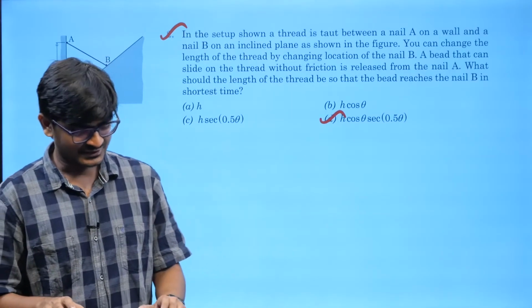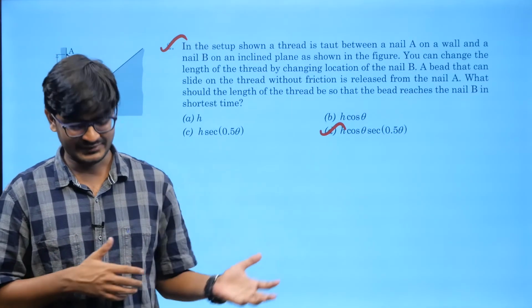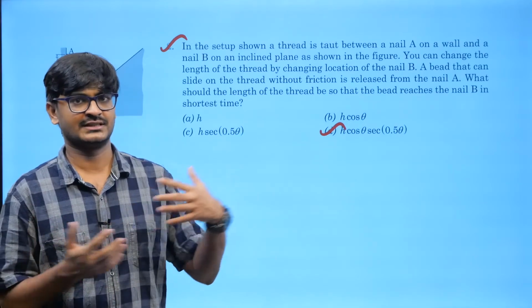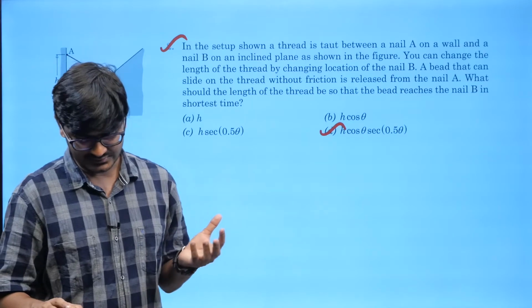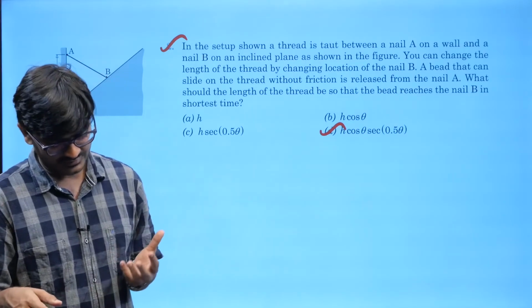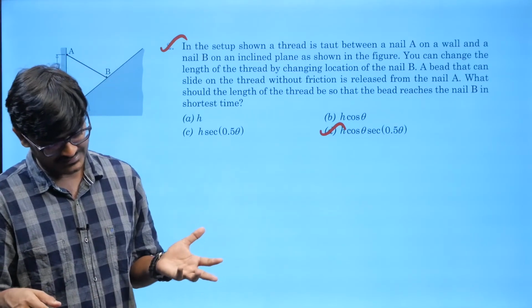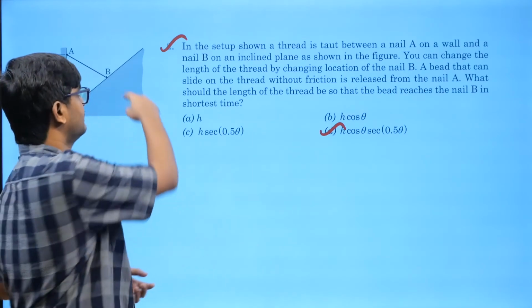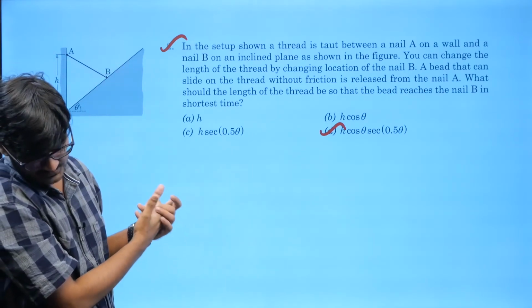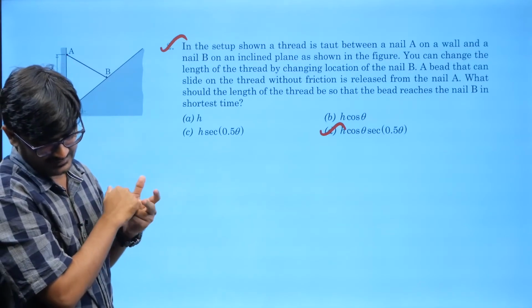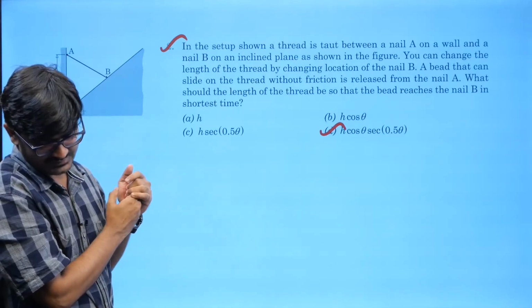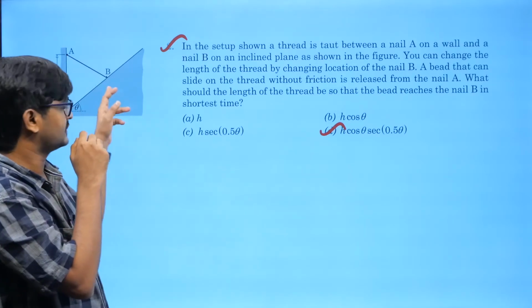Okay, you can try to solve this question. Again, there are many ways. I'll be doing it based on the previous question we have discussed. In the setup shown, a thread is taut between nail A on the wall and nail B on the inclined plane. You can change the length of the thread by changing the location of nail B. A bead that can slide on the thread without friction is released from nail A. What length should the thread be so that the bead reaches nail B in the shortest time?